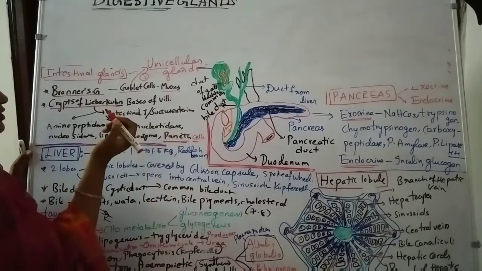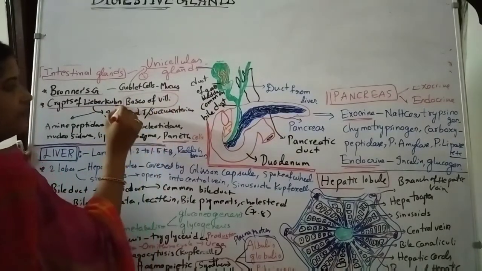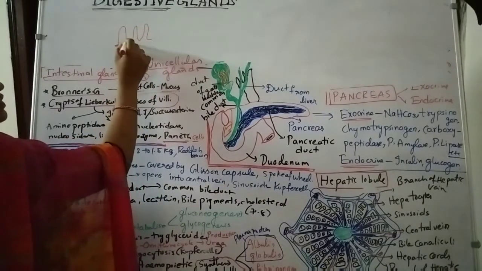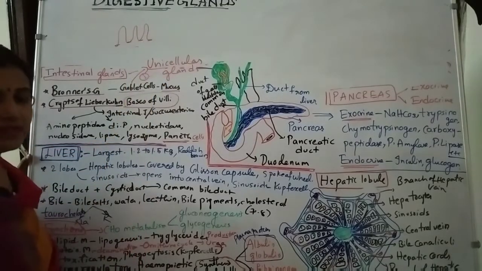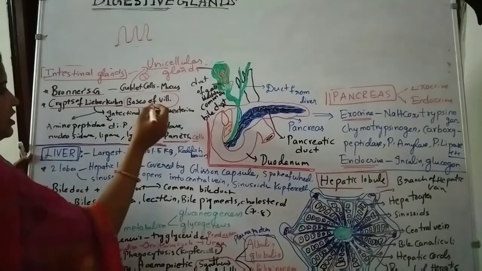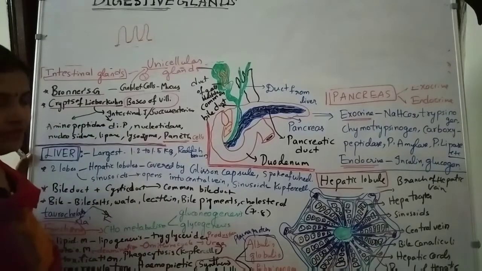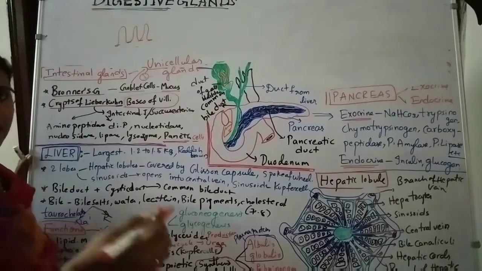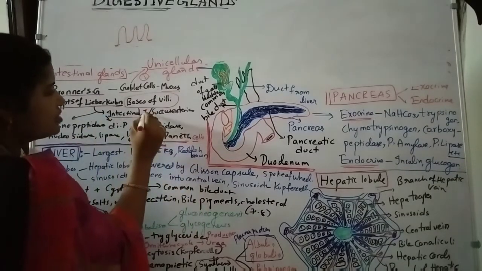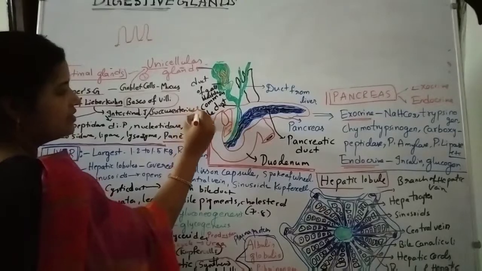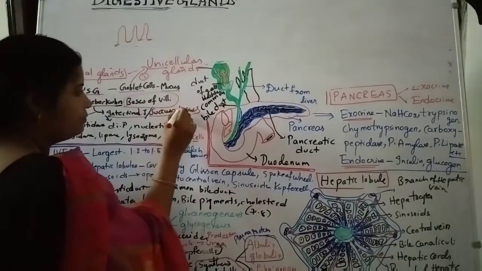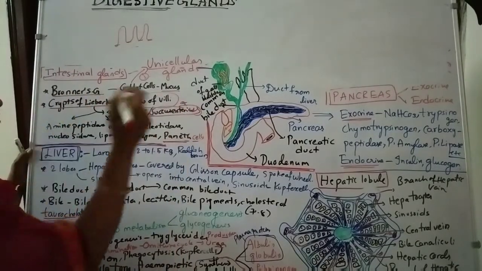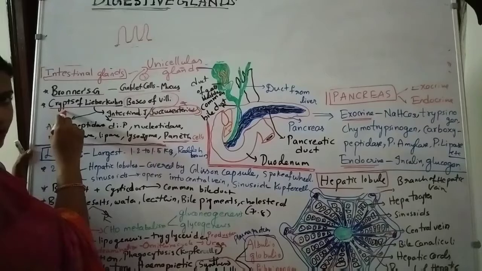And then the crypts of Lieberkühn. Where are the crypts of Lieberkühn present? They are present at the base of the villi. For example, if it is a villus structure, definitely at the base of the villi. The crypts of Lieberkühn release secretions together known as intestinal juice, also known as succus entericus. Very important, succus entericus, which is secreted by the crypts of Lieberkühn.